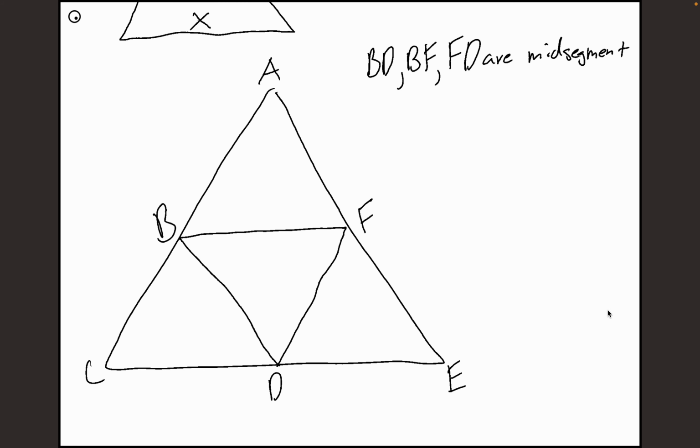Okay. BD, BF, and FD are midsegments. If they're midsegments, what does that tell us about B, F, and D, the points of those? What are B, F, and D, those points? No, they're midpoints. Thank you, Quinn. They are midpoints. Okay. So I need you to pay close attention.